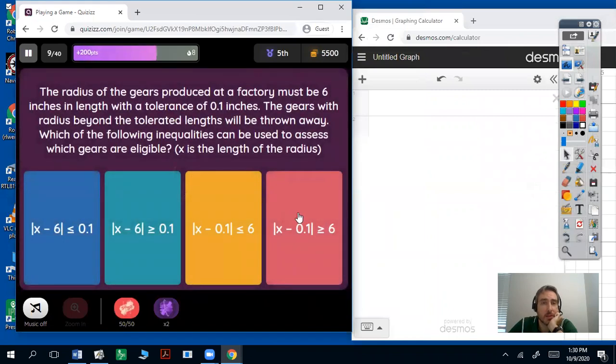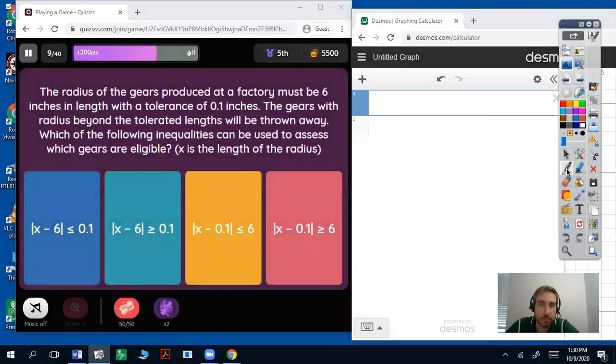The radius of the gears produced at a factory must be 6 inches in length with a tolerance of 0.1 inches. The gears with radius beyond the tolerated lengths will be thrown away. Which of the following inequalities can be used to assess which gears are eligible? Anytime you do an absolute value inequality when you're doing tolerance like that, you always put your x minus a number is less than or equal to a number. That's going to be the general output for these.